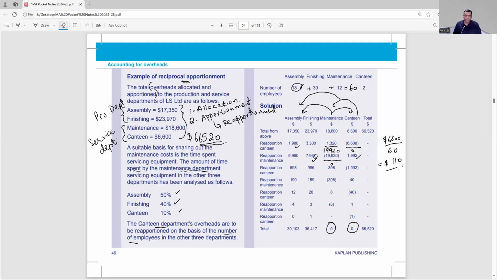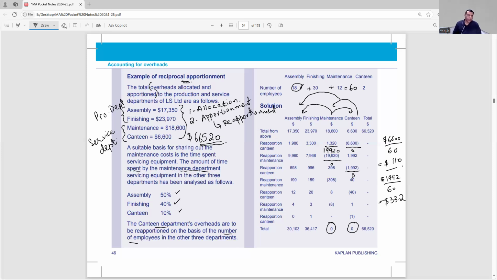So once again, we have overheads for the canteen department. That is why it is called reciprocal or repeated distribution method. Once we divided this 6600 among all the three departments, but still we have once again 1992 from the canteen for the canteen department. So this process of reapportionment will arise once again, and we will divide this 1992 among 60 employees. 1992 divided by 60, we have $33.2.